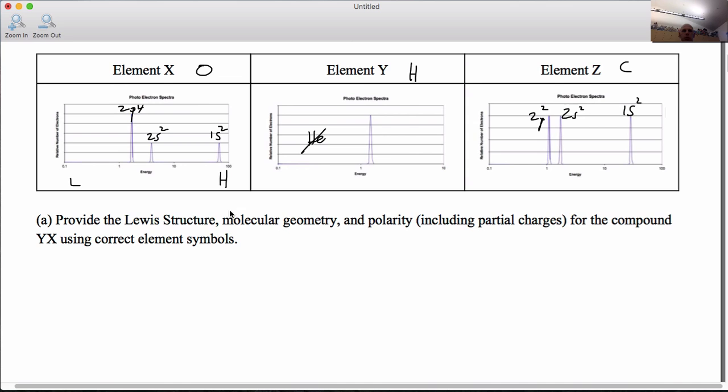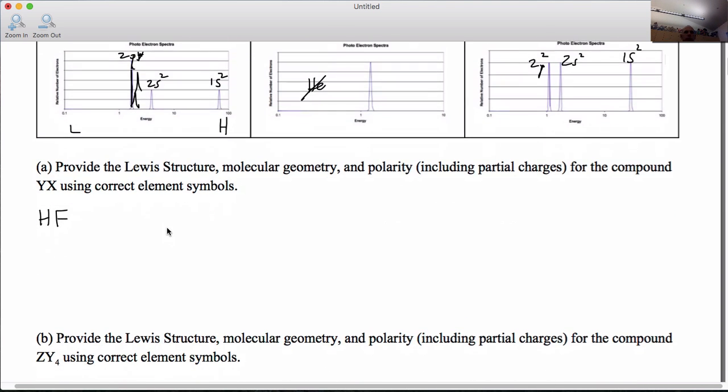Okay, provide the Lewis structure, molecular geometry, and polarity for the compound YX. So here's Y. We know that that's H. And here's X. Oh, I'm sorry. This is 1s2, 2s2. So that's 2. That's going to be 2. So this is going to be 2p5. So we know that that's F. Okay, sorry about that. So that's F.